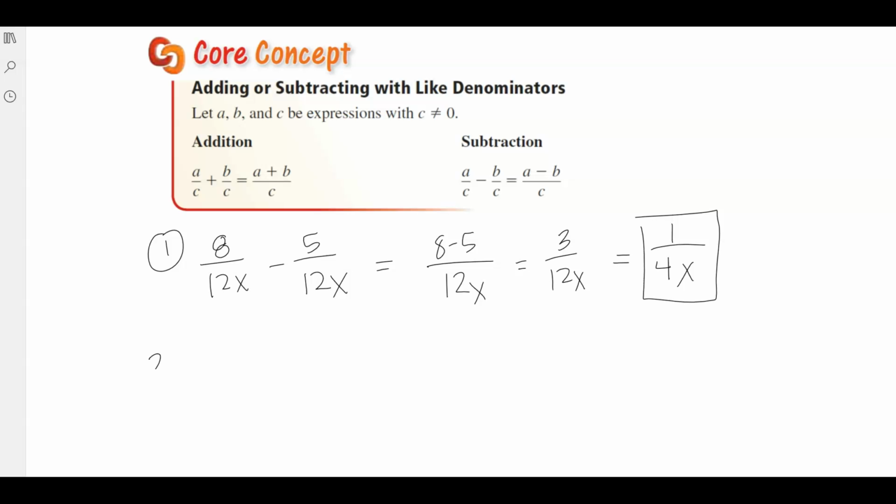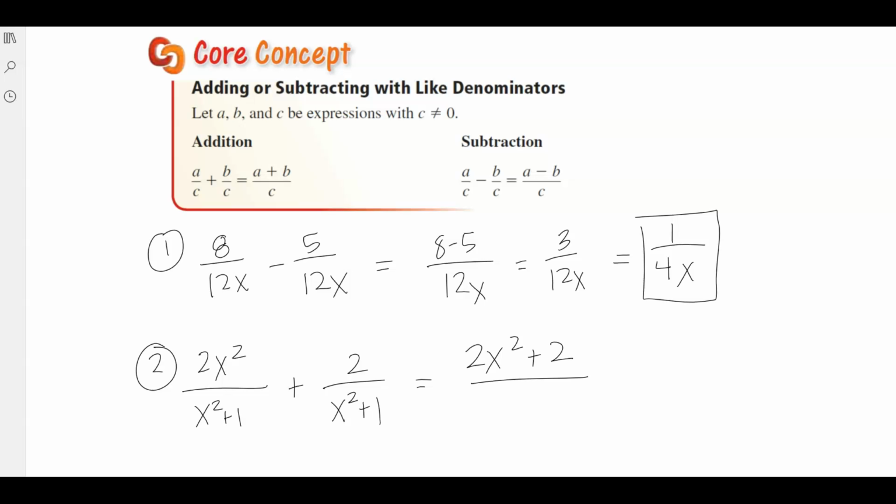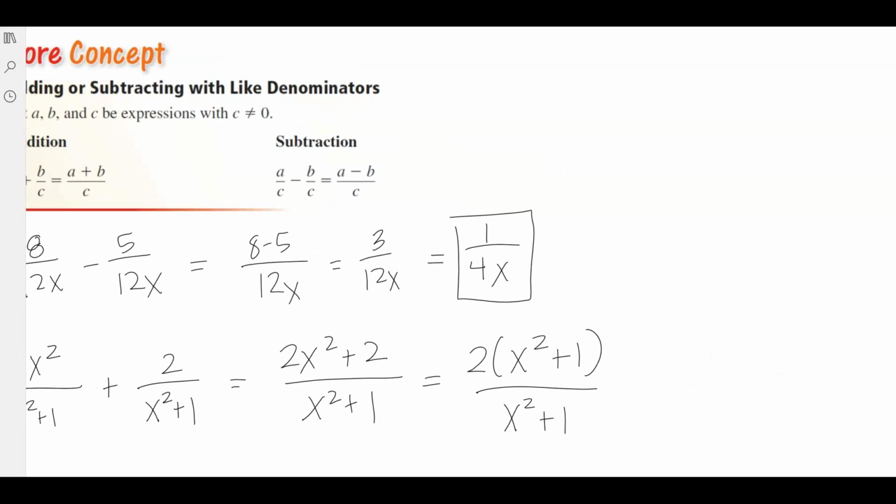All right. Let's do another one. So we have 2x squared over x squared plus 1 plus 2 over x squared plus 1. So the common denominators are the same. So you have 2x squared plus 2 over x squared plus 1. Then we can factor out a 2. So you'd have x squared plus 1 over x squared plus 1. And those cancel. So you have 2.